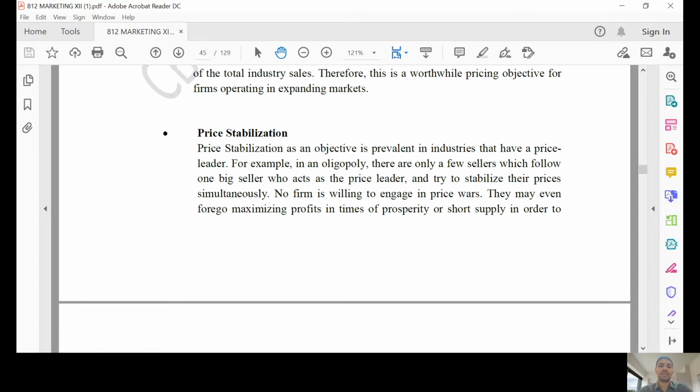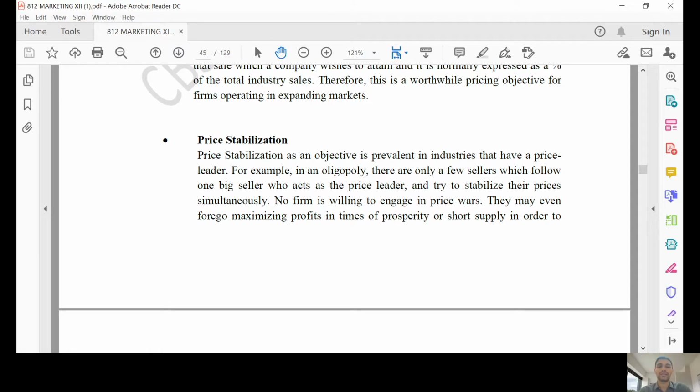Sometimes in a market there will be a market leader. For example, in a market like an oligopoly, you can find a market leader, and they are setting the price. Others will follow. Take the example of the cement industry. ACC Cement may be the market leader. They will fix the price at 400 rupees. Others will sell the cement at 10 rupees less or 10 rupees more, or at the same price. So there should be price stabilization.